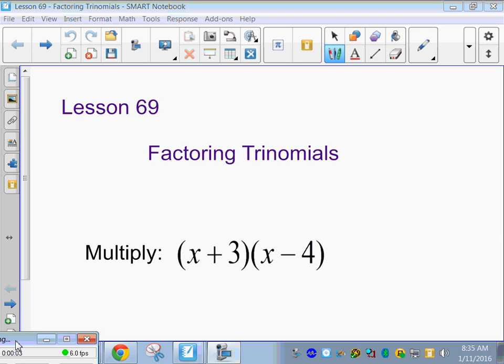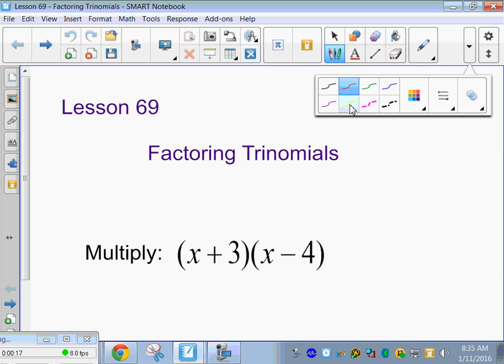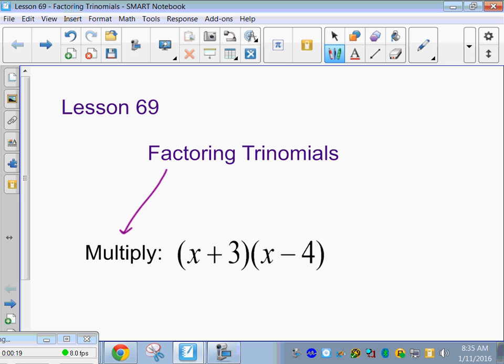Okay, today we're learning a really important skill. You're going to see this forever in math, okay? Factoring trinomials. Okay, factoring trinomials. This first thing that I have up here is a review. So multiplying is the opposite of factoring, all right? These are opposite skills here.